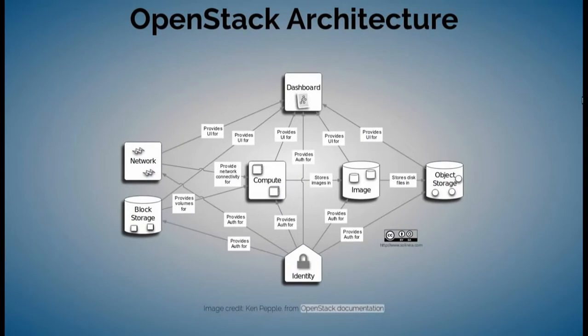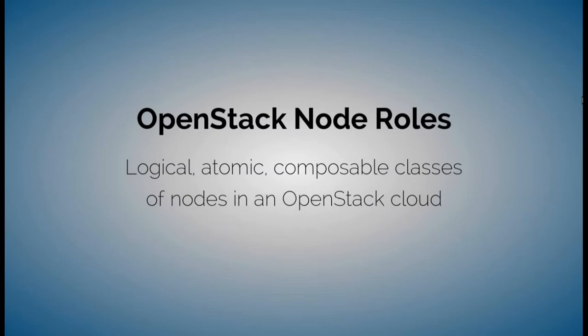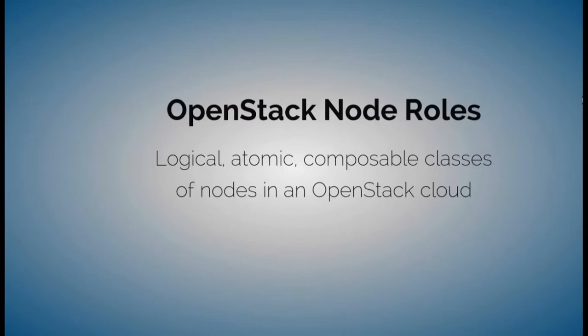When you look at this architecture, it sort of naturally lends itself to the concept of node roles. Node roles are classes of nodes in an OpenStack cloud. A node is any physical box in an OpenStack cloud, and node roles are atomic in the sense that while they consist of a set of services, those services are usually not broken down further. The entire set of services is installed and deployed on a single node, but the node roles are also composable, which means that a single node can happily run several of these node roles.